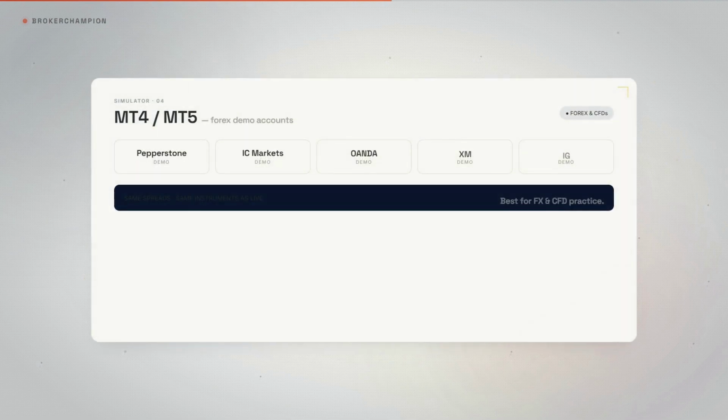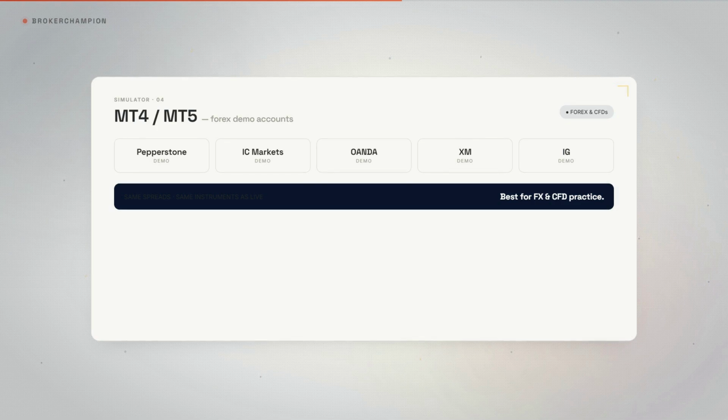MT4 and MT5 demo accounts. Almost every regulated Forex broker offers them: Pepperstone, IC Markets, Oanda, XM, IG. Same spreads, same instruments as live. Best for Forex and CFDs.